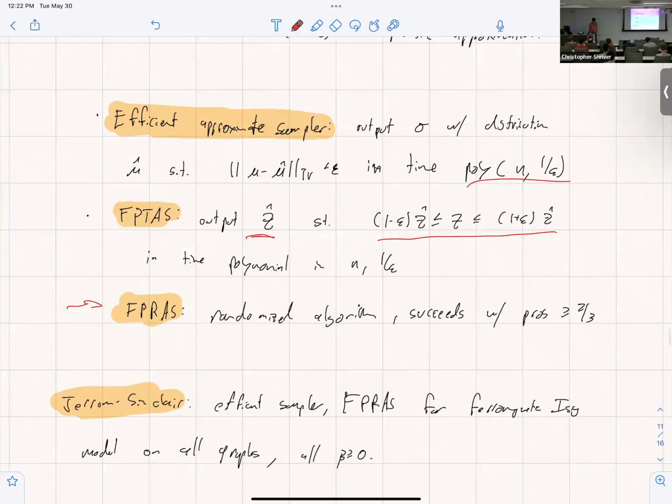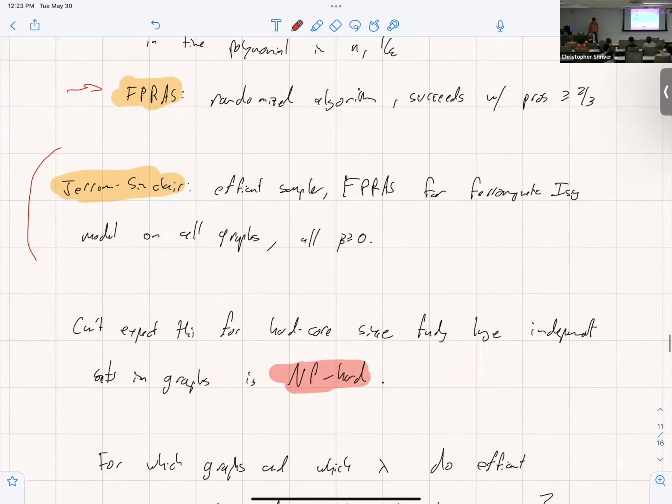One of the first and most famous results in this field is by Jerrum and Sinclair. They said for the ferromagnetic Ising model, for any graph and any parameter beta, there's an efficient sampling algorithm and an FPRAS for the Ising model partition function. It's based on fast mixing of a certain Markov chain, not the Glauber dynamics, not the natural change-one-spin Markov chain for the Ising model, that we know mixes slowly on some graphs. Okay, so that's a computational problem.